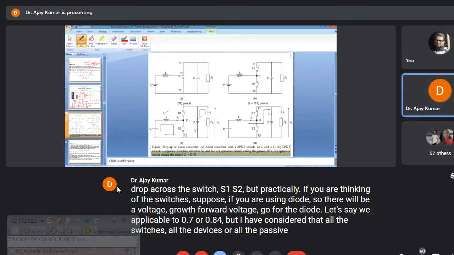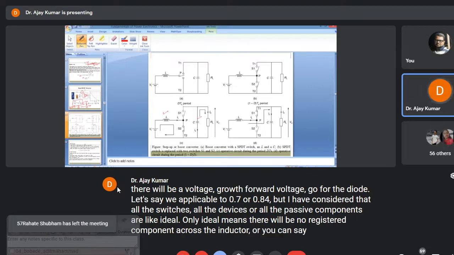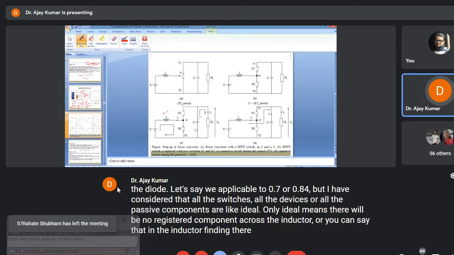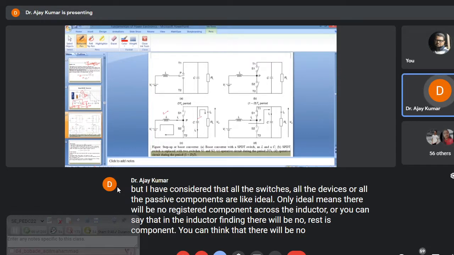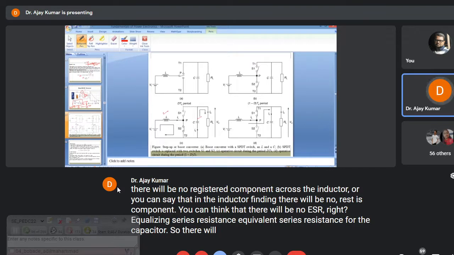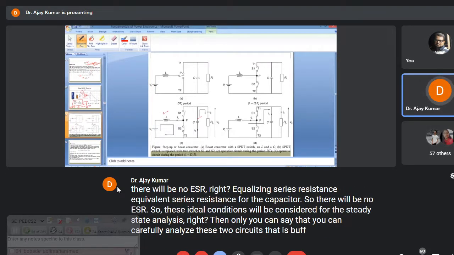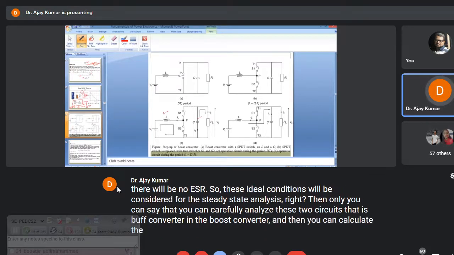Ideal means there will be no resistive component in the inductor winding. You can think that there will be no ESR, equivalent series resistance, for the capacitor. So there will be no ESR. So these ideal conditions will be considered for the steady state analysis, right? Then only you can carefully analyze these two circuits, that is the buck converter and the boost converter, and then you can calculate the L value and the C value, correct?